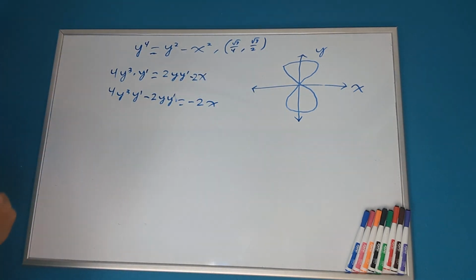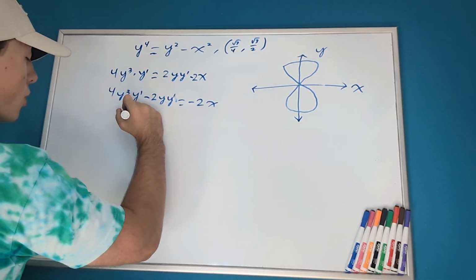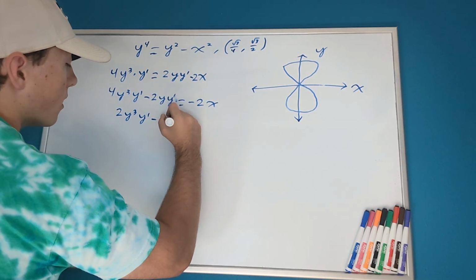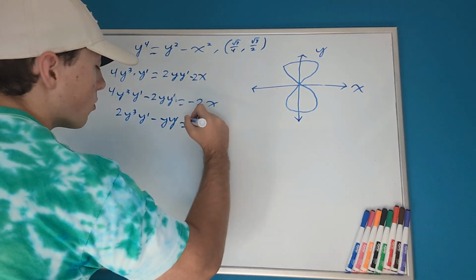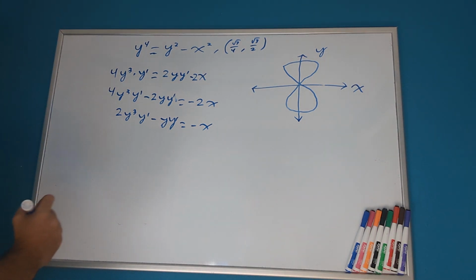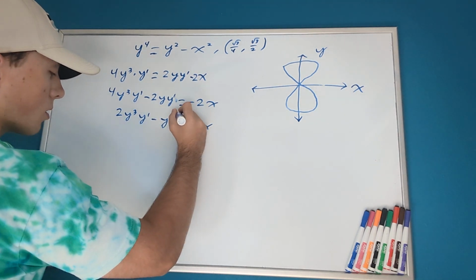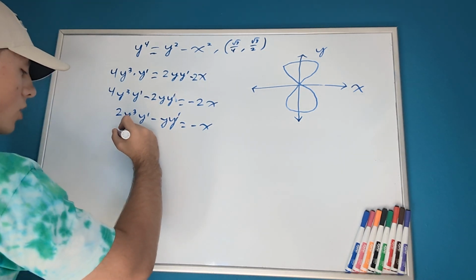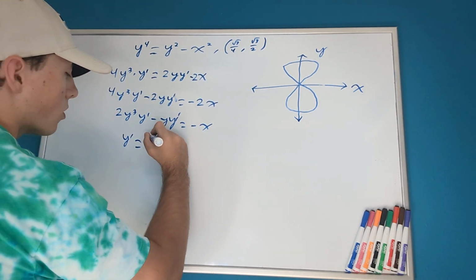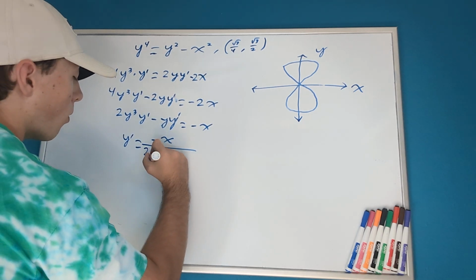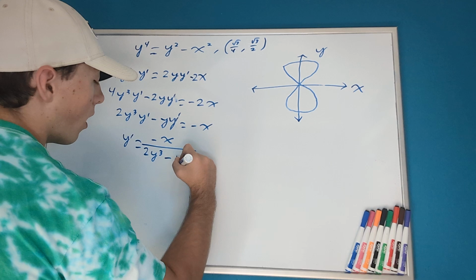And I'm sure at this point you can see that we can divide by 2. So we get 2y cubed y prime minus y prime equals negative x. Then our last step is we're going to factor out our y prime, and divide. So we get y prime equals negative x over 2y cubed minus y.